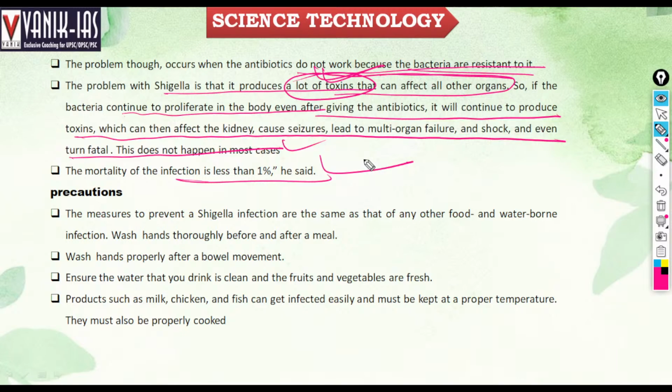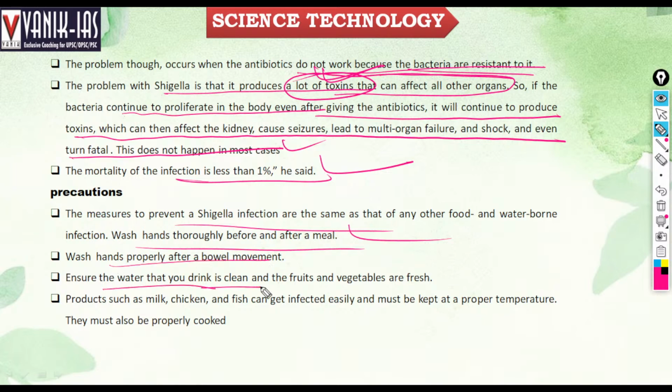What are the precautions you can take? The measures to prevent Shigella infection are the same as for any other food and waterborne infection. Wash hands thoroughly before and after a meal. That means sanitation is important to control the Shigella bacteria. Then wash hands properly.